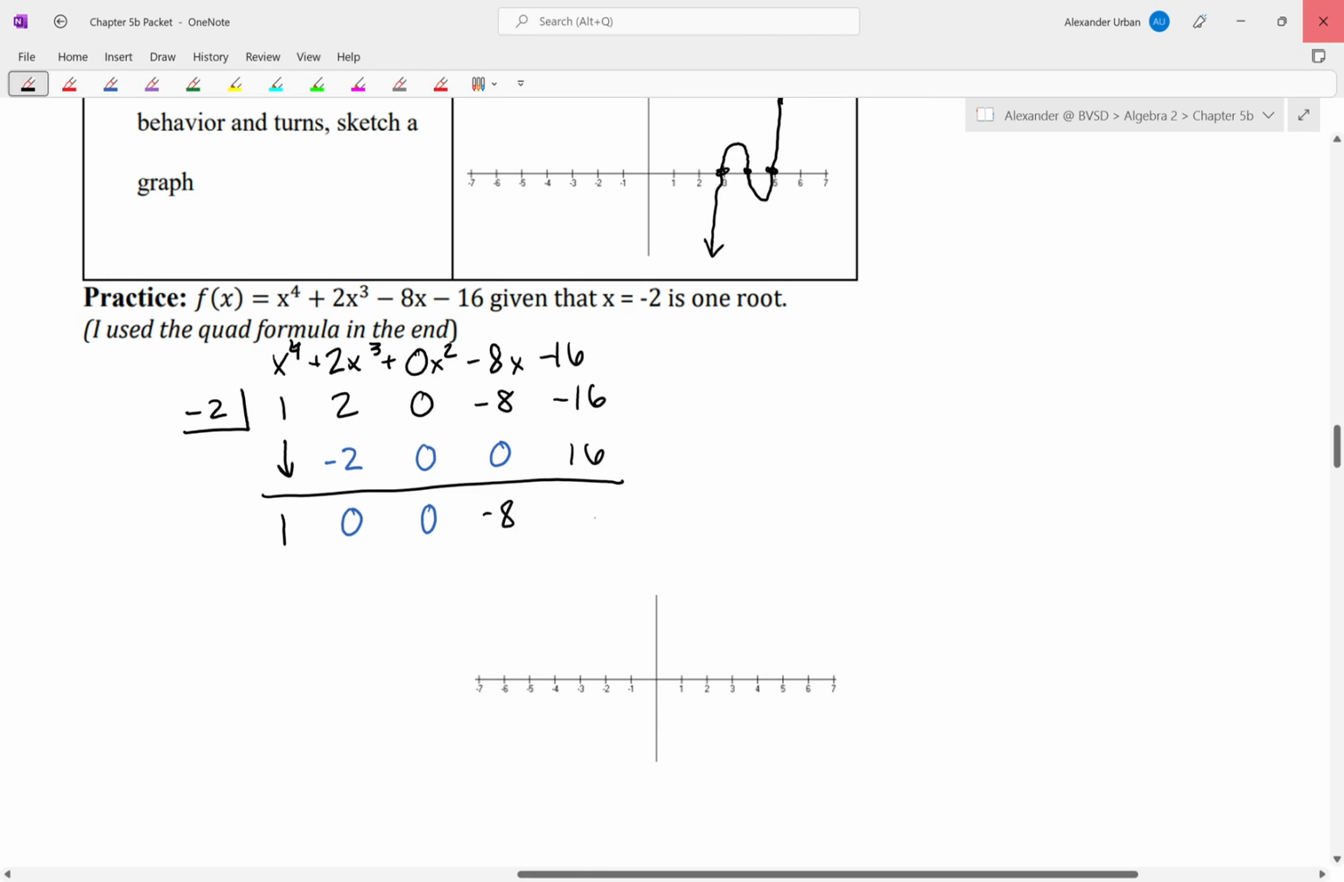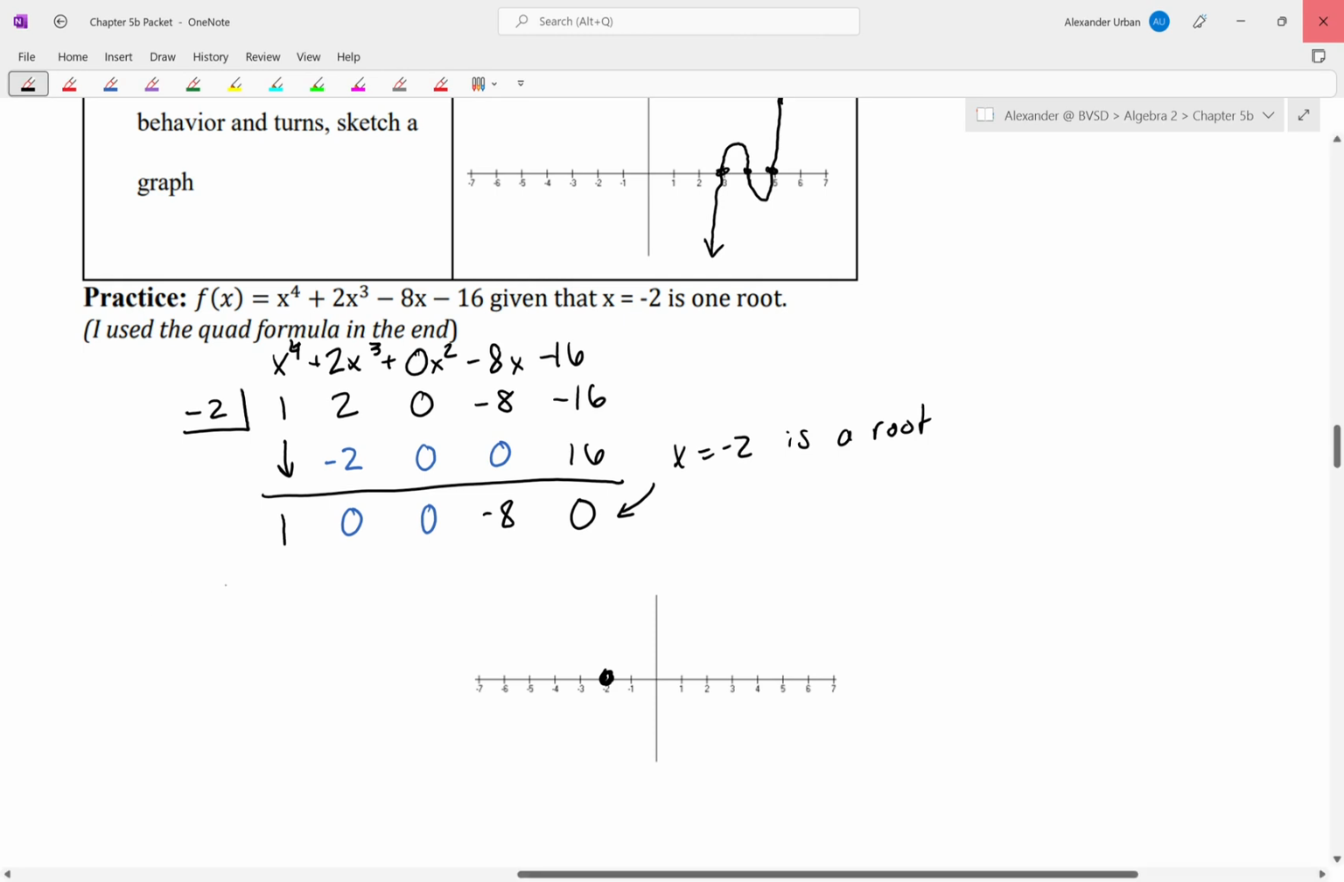Oh, hey, look, we have no remainder. So in this circumstance, yes, x equals negative 2 is a root or an x-intercept. So I'm going to put it as a point. And it's really important that we notice that it's a root, but I'm going to rewrite this all together.